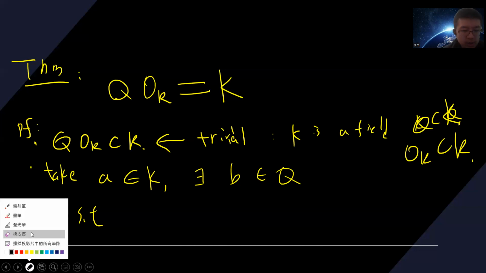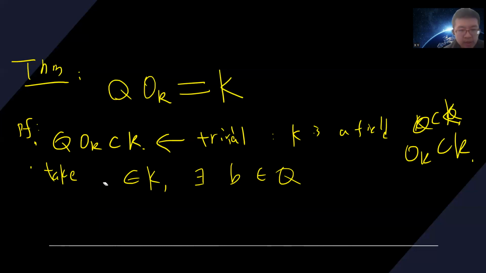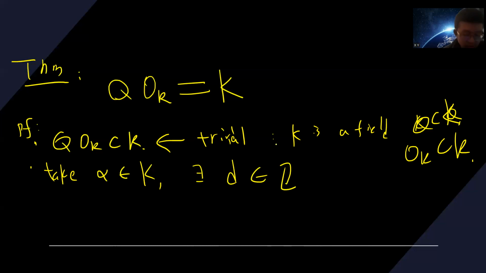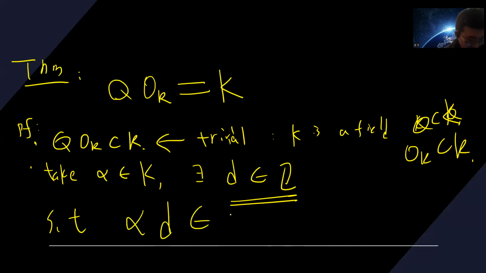Okay. So actually I can make a statement which is a little bit different. I want to say that if I take alpha belongs to K, we want to show that there is a D which is an integer, this is very interesting, an integer such that alpha D belongs to OK.